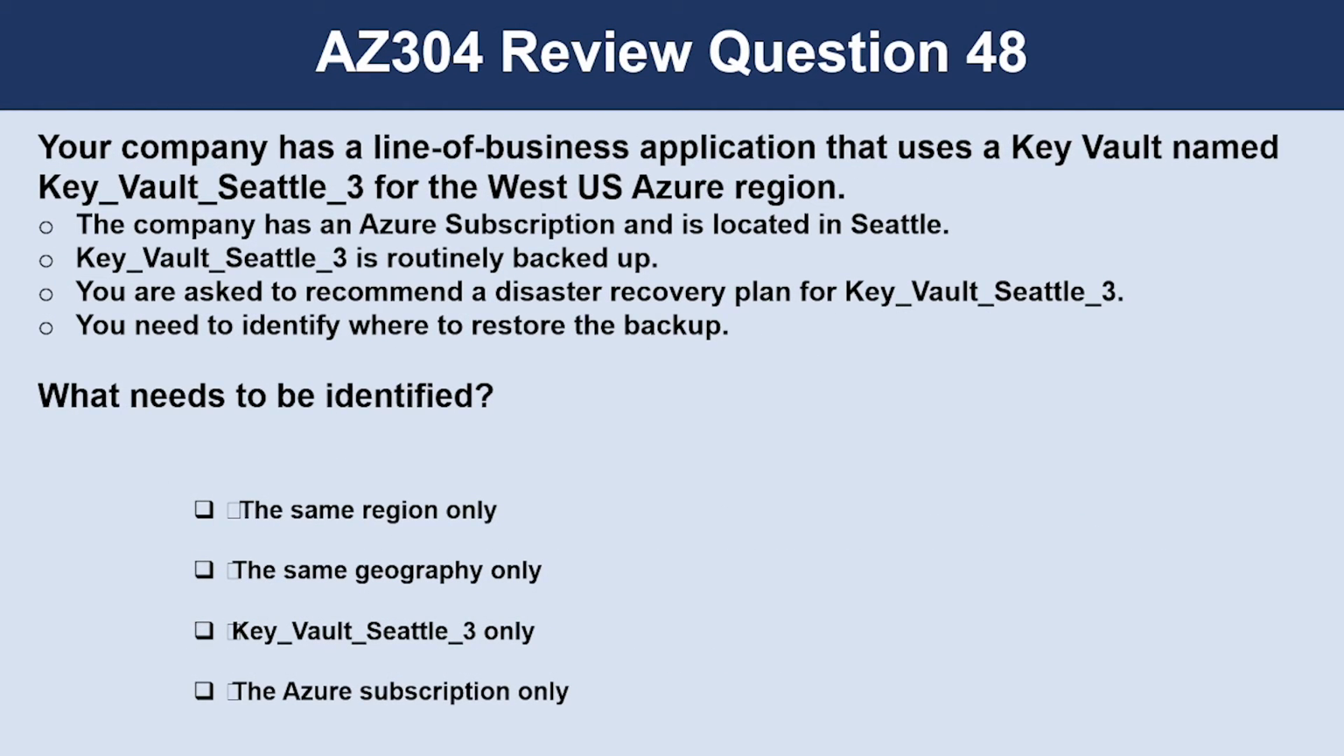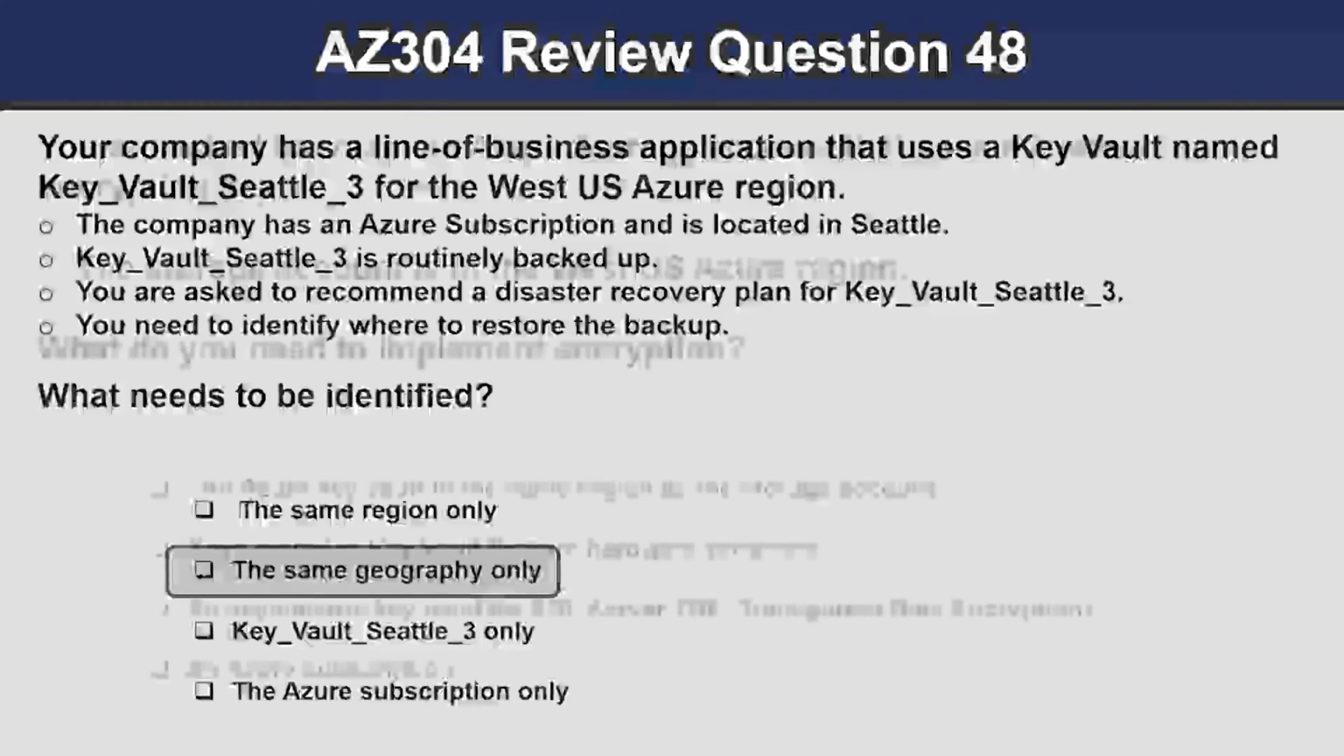Question number 48. Your company has a line of business application that uses a key vault named Key Vault Seattle 3 for the West US Azure region. And the company has an Azure subscription which is located in Seattle. Key Vault is routinely backed up, and you are asked to recommend a disaster recovery plan for Key Vault. You need to identify where to restore the backup. What needs to be identified? The correct answer is the same geography only.